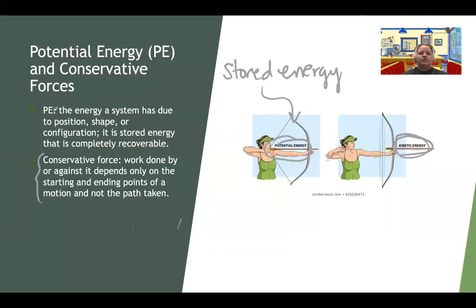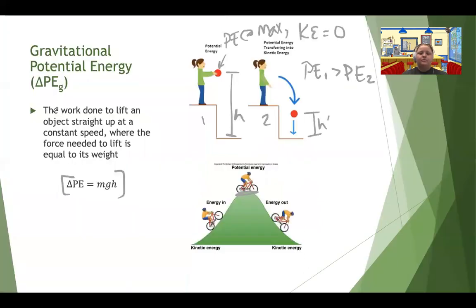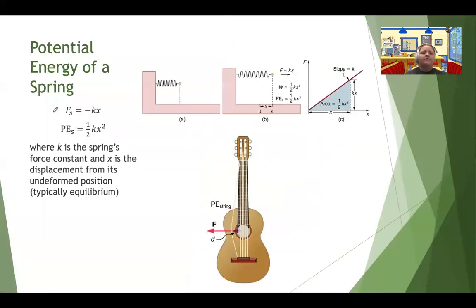I looked at just one type of potential energy, gravitational potential energy, but we also have spring potential energy, or the potential energy of a spring. So the first thing we would need to know is how to calculate the force of a spring. That is going to be equal to negative k times x.